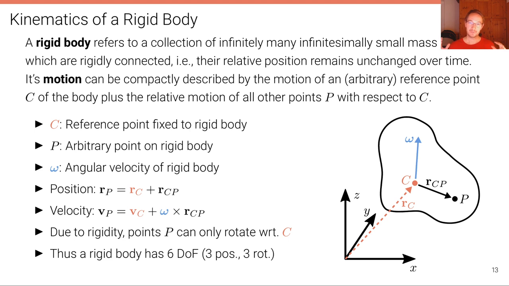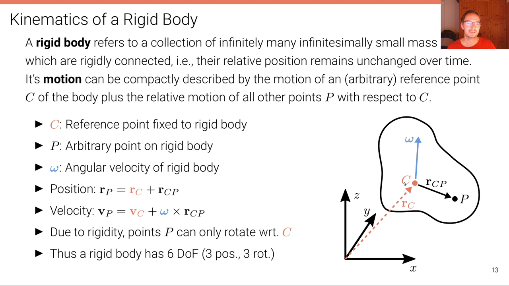Let's now look at the kinematics of a rigid body. We've looked at the kinematics of a point. Let's look at the kinematics of a rigid body. A rigid body, what is a rigid body? A rigid body refers to a collection of infinitely many, infinitesimally small mass points, which are rigidly connected. That means their relative position remains unchanged over time. The relative position of any two points on that rigid body, for example, C and P, remains unchanged. I can rotate and I can translate that rigid body, but the relative distance, for example, between these points remains unchanged.